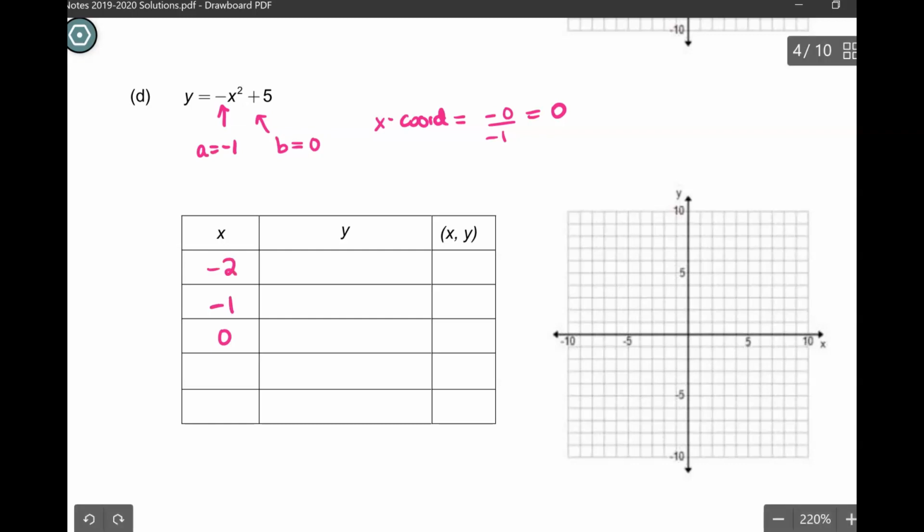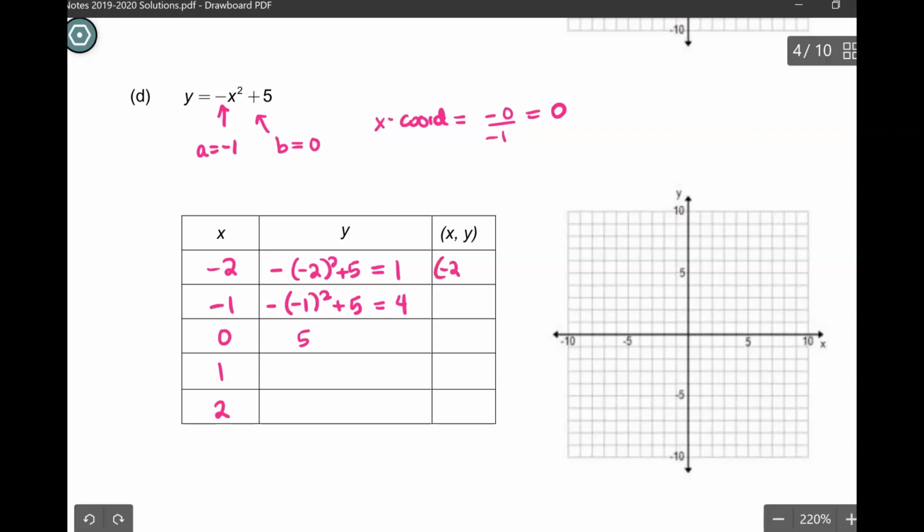Subtract 1, add 1, add 1. So when we plug this in, now be careful here. It's -2 squared, which makes that positive, but then there's still a negative on the outside. So this will actually be a -4 plus 5, which is 1. Next, I have the opposite of -1 squared plus 5. So that will be -1 plus 5, which is 4. Plug in 0, so I'm just going to be left with 0, 5.